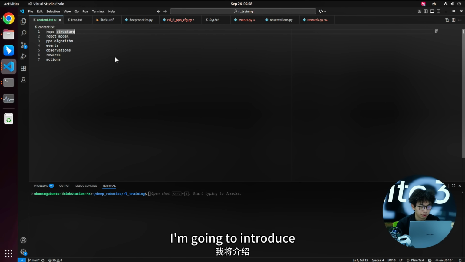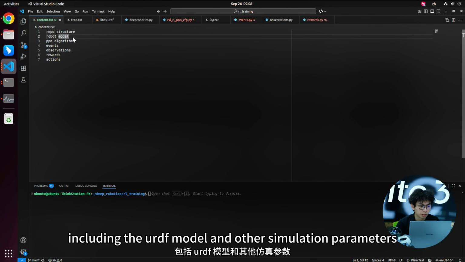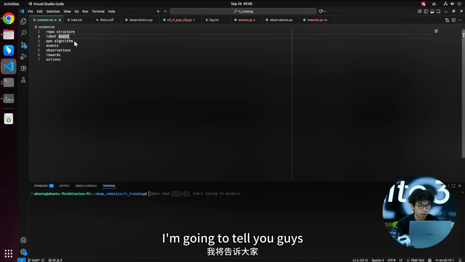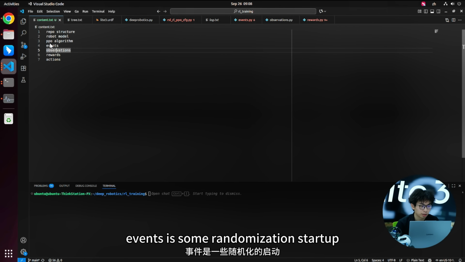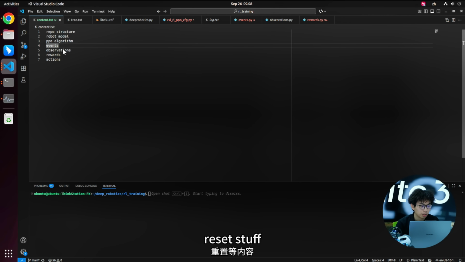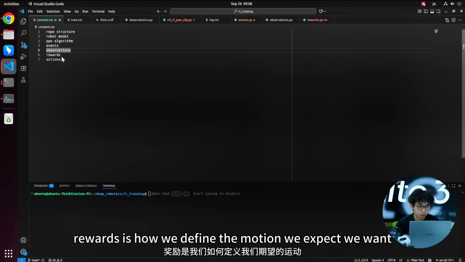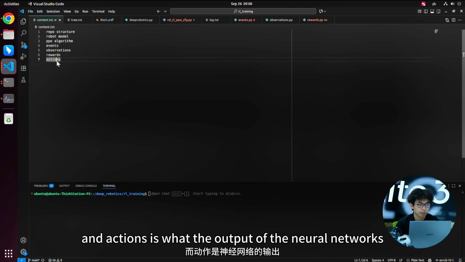Repo structure, I'm going to introduce the folder structure of our code. Robot model, including the UIDF model and other simulation parameters. The PPO algorithm is the main IL algorithm. I'm going to tell you guys what parameters we set in the algorithm. Events is some randomization, startup, reset stuff. Observations is what the neural networks has in the observation. Rewards is how we define the motion we want. And actions is the output of the neural networks.